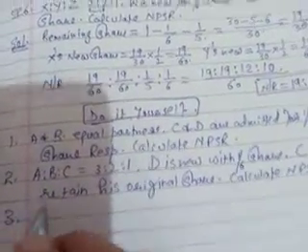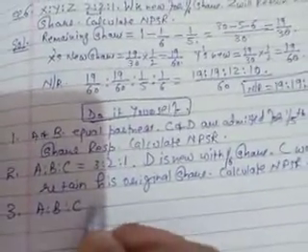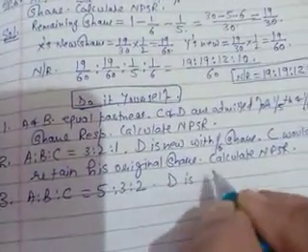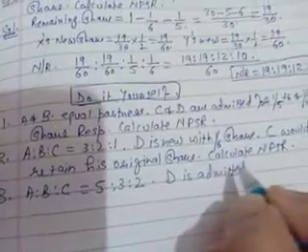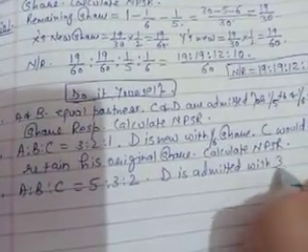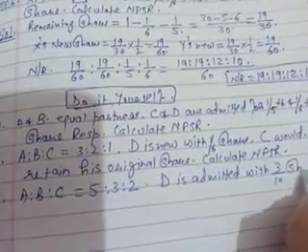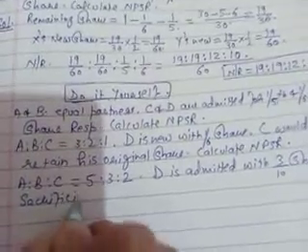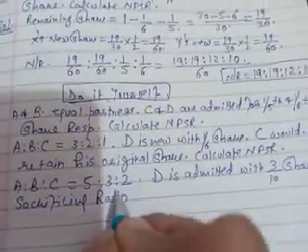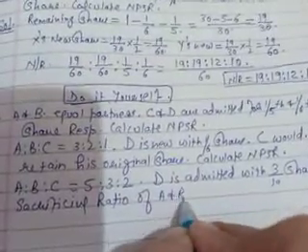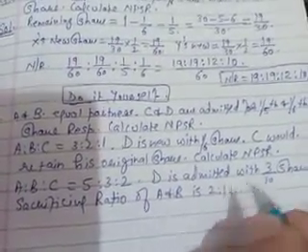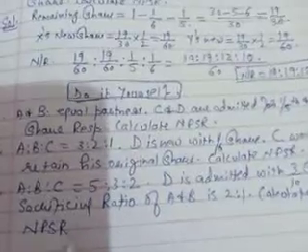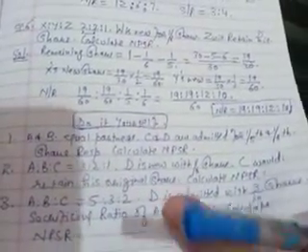Write the next question. Third, A, B, C are partners in the ratio 5:3:2. D is admitted with 3/10 share. The sacrificing ratio of A and B is 2:1. Calculate the new profit sharing ratio.